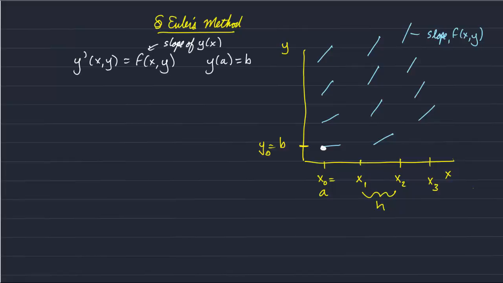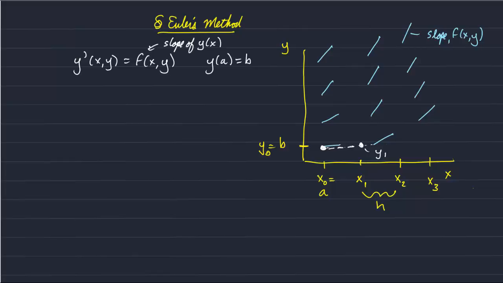And so to outline the method, we're going to start off at our initial condition, and we know what the slope is at this point. So we're going to project our solution along that slope to our next point in space, x1. Okay, so this is our estimate for y1.